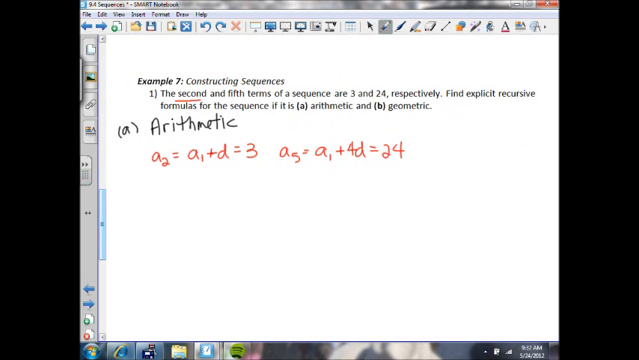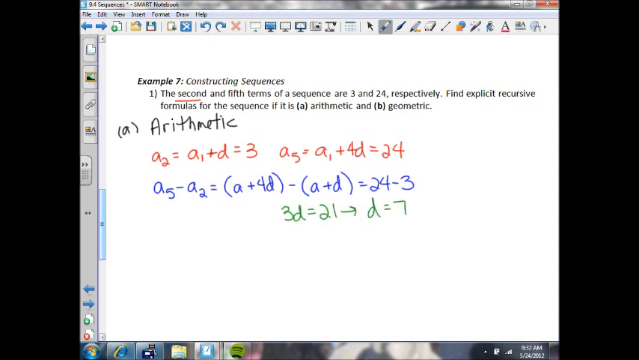Now, what we're going to do, we're going to subtract our fifth term minus our second term. What that'll do, that'll give us 3d is equal to 21, which means your common difference, d, is 7. Now to find a, a plus 7 equals 3, which means a1 will equal negative 4. So your a sub 1 is negative 4.